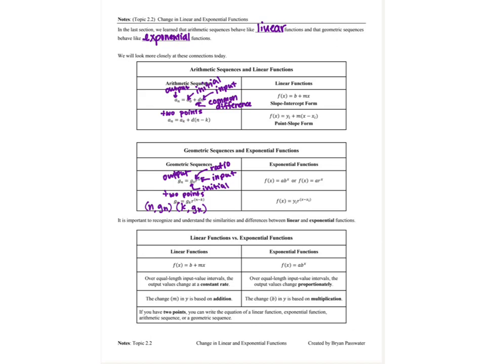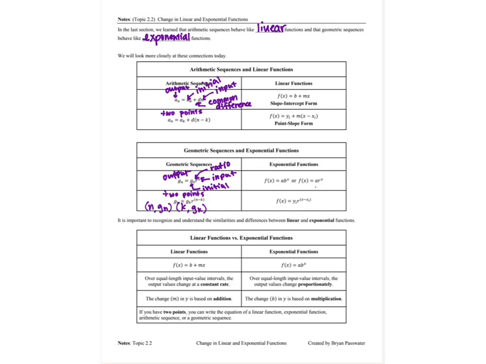This corresponds with the version that you've seen for exponential functions: f of x equals y1 times r to the x minus x1, if I had a point x1, y1.